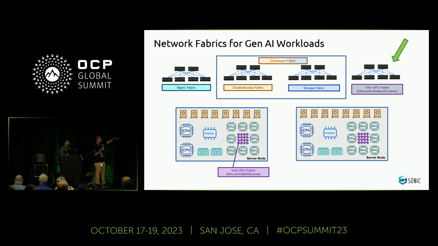What in particular we are going to talk about today is the GPU fabric. When we talk about the GPU fabric, there are two sets of fabrics. There is the intra-GPU fabric, which is internal to the node, which is currently proprietary NVLink or XGMI or Ethernet in case of NVIDIA, AMD, and Intel. And then there's an external GPU fabric, which is the inter-GPU fabric, which helps you communicate between the nodes. That is the fabric we are going to discuss.